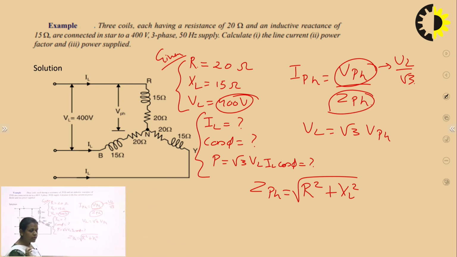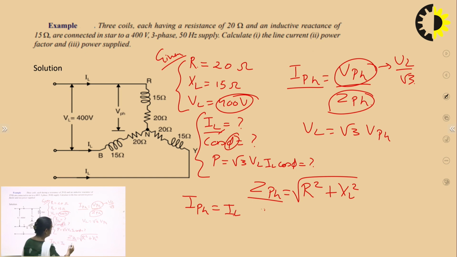And now in the question, you have to find this IL. So how will you find IL? You know that this is a star connection, and for a star connection, IPH is equal to IL, right? So the value of IPH will be equal to this IL. Now how will you find cos phi? If you find the angle of this ZPH, that will be the phi. Or you can find cos phi is equal to R by Z, right?